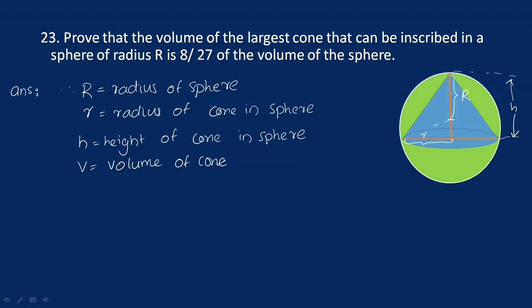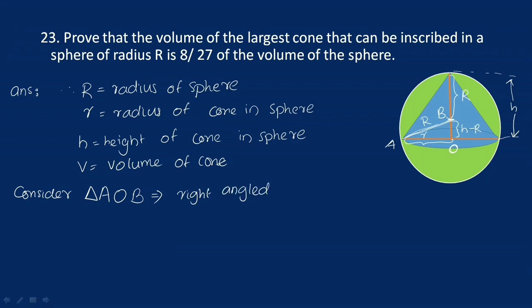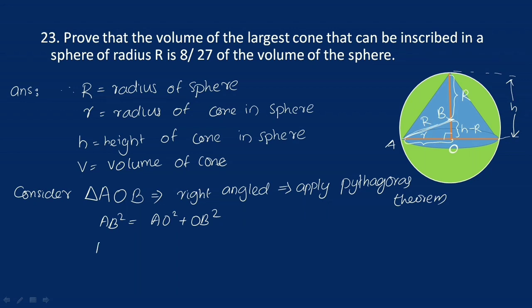Now from the center of the sphere to the base of the cone, let it be R, the radius, and the remaining distance from the cone, that is h − R. So we will be marking a triangle here, that is triangle AOB. It is a right angled triangle with an angle 90 degrees, applying the Pythagoras theorem in that triangle as I have shown. So that is AB² = AO² + OB². So what is AB? That is bigger R, AO is smaller r, and OB is equal to h − R. So we have R² = r² + (h − R)².